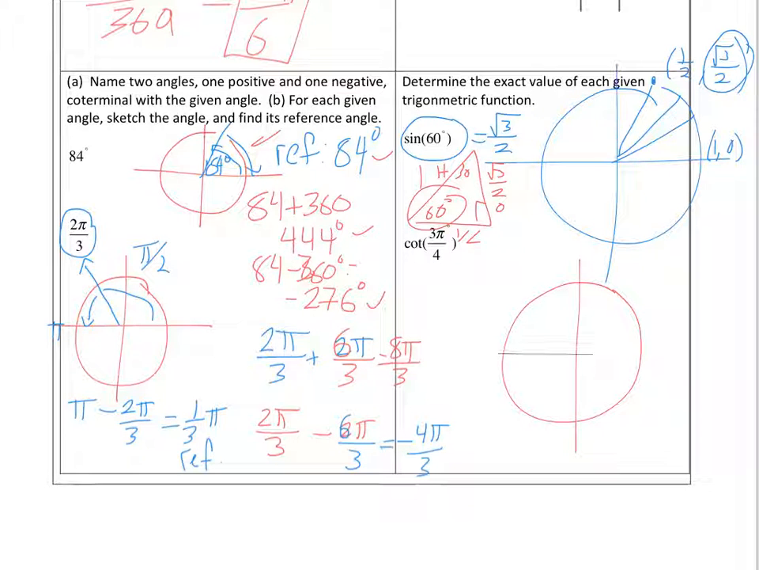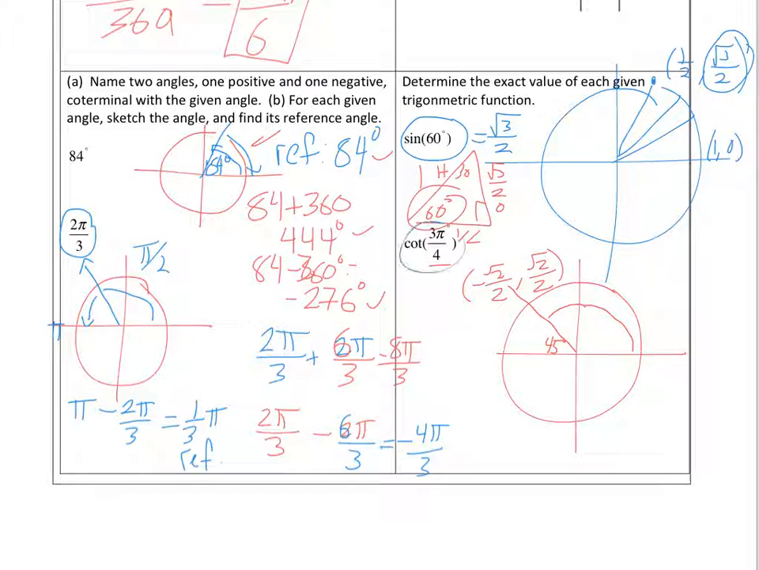For the second one, 3 pi over 4, that's going to be 3/4, so we're like there. In fact, that's going to be a 45-degree reference angle. The coordinates here are going to be the negative square root of 2 over 2, comma the square root of 2 over 2.